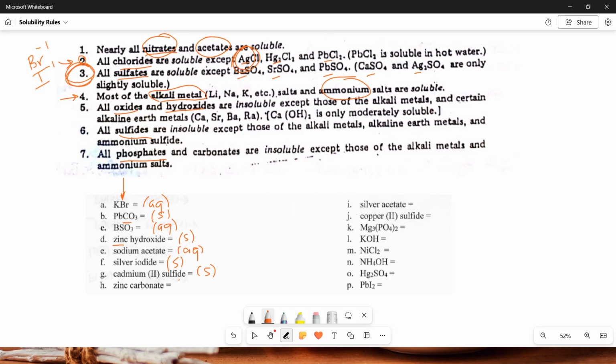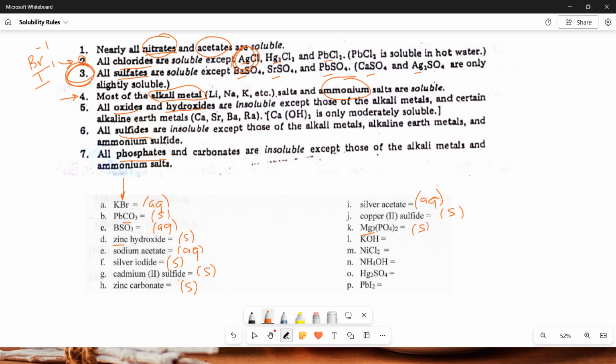Zinc carbonate, that is going to be rule 7. They're insoluble unless we have an alkali or ammonium, and zinc is a transition, so it's insoluble, solid. Letter I, silver acetate, that's rule 1. That's an always rule. Aqueous or soluble. Copper 2 sulfide, rule 6, is insoluble unless we have an alkali, alkaline earth, or ammonium. Well, copper is a transition, so it is not an exception. It is insoluble. Magnesium phosphate, rule 7, is insoluble unless we have alkali and ammoniums. Magnesium is an alkaline earth, so it would not be an exception.